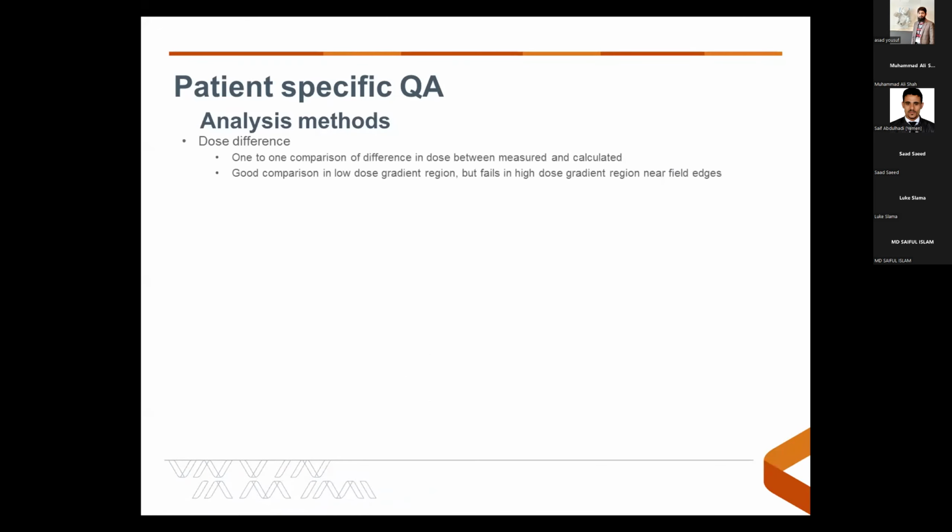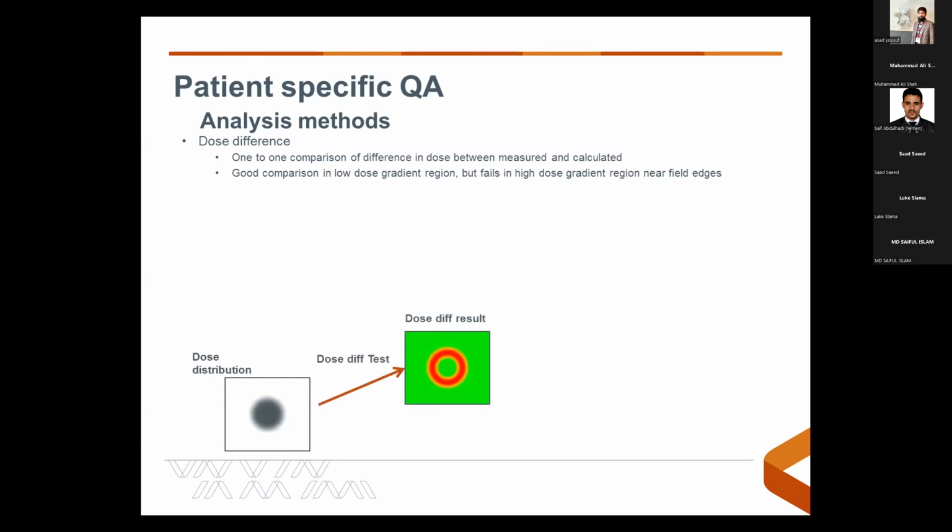So, analysis methods. I'll try to quickly go through this because I'm running out of time. Dose difference is a one-to-one comparison of the difference in dose between measured and calculated. It's a good comparison in low dose gradient regions, but fails in high dose gradient regions. So for example, if we have a dose distribution here, a dose difference result will have something like this, where the failure points occur in the field edges.